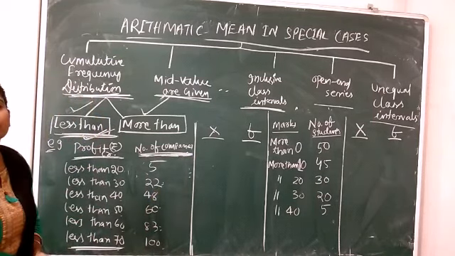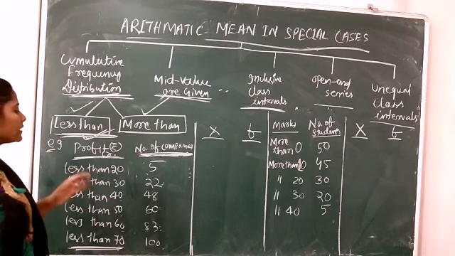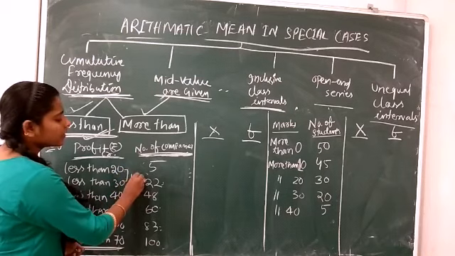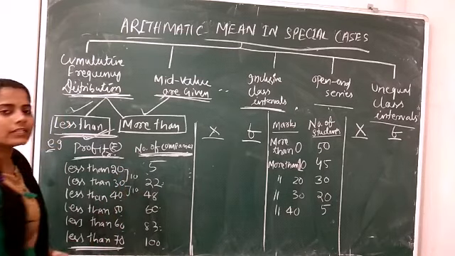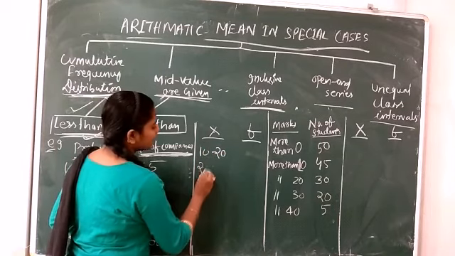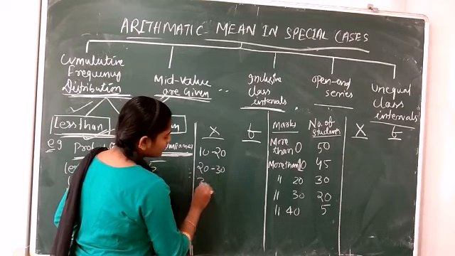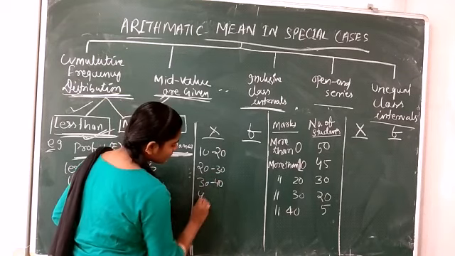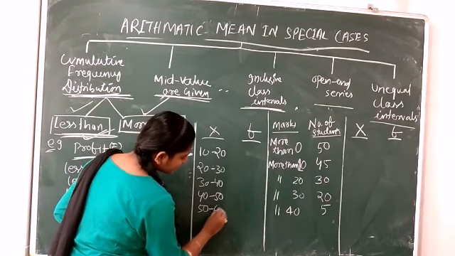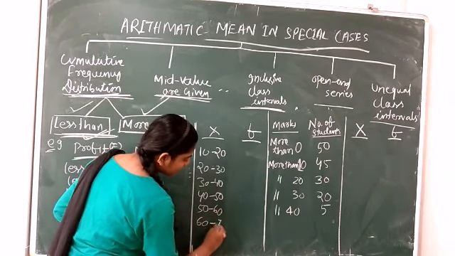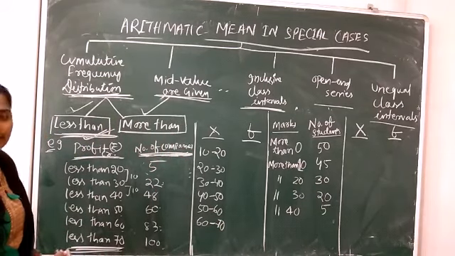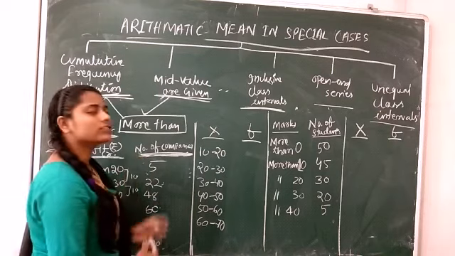So first in this case we arrange the classes. The gap between all the classes is 10. So the first class will be 10 to 20, then 20 to 30, 30 to 40, 40 to 50, 50 to 60, and the last class will be 60 to 70, because the class range is less than 70.